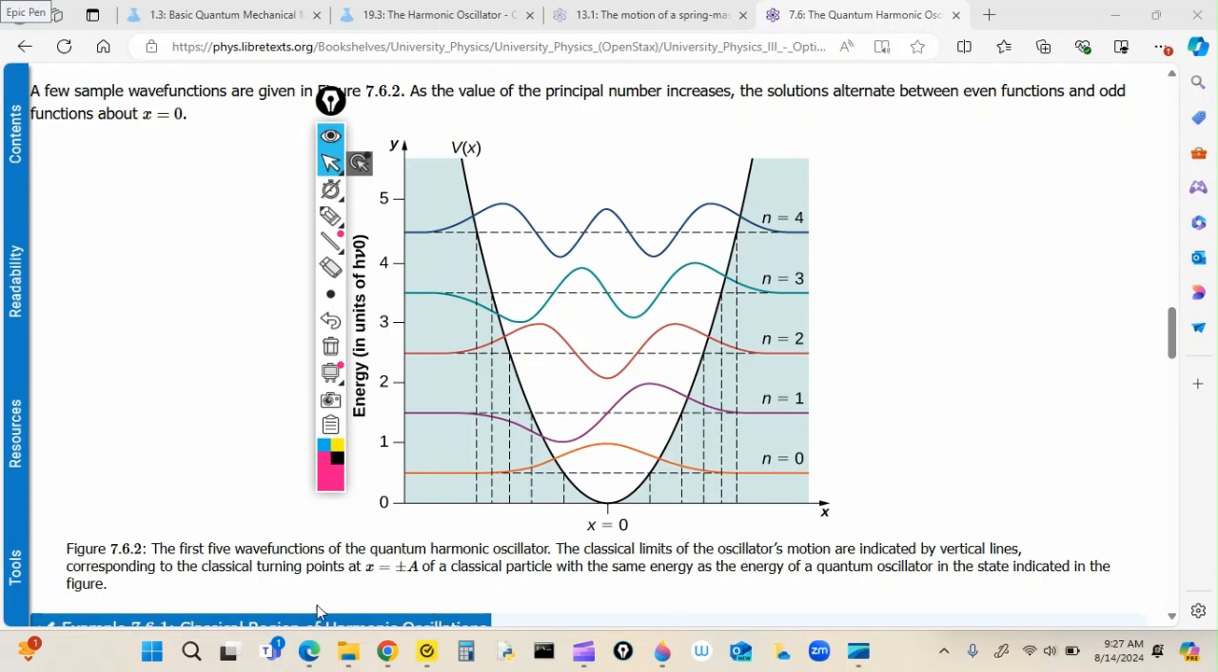And let's keep reading on here. Corresponding to the classical turning points at x equals plus or minus A. A, capital A, is the amplitude of the classical oscillator with the same energy as the energy of a quantum oscillator in the state indicated in the figure. That's probably enough for now.